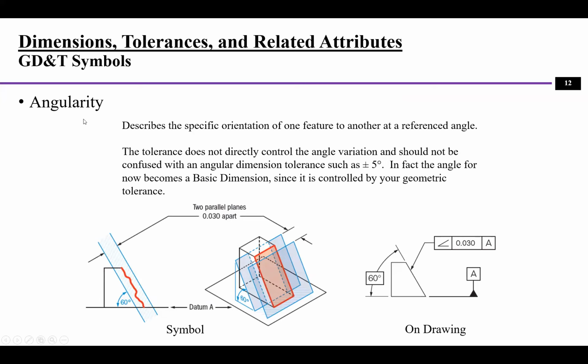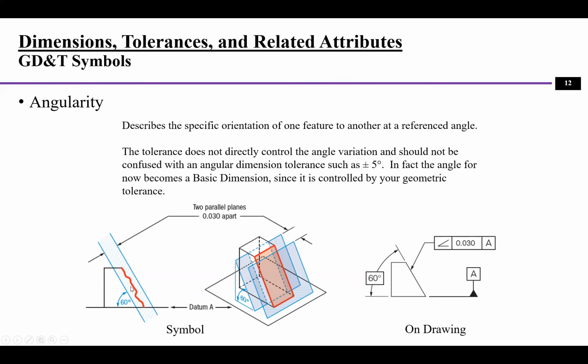Another symbol is the angularity, and angularity is really talking about a certain plane. For example, this one. There's a 60-degree angle of this plane, but when we're talking about the tolerance zone, it does not mean that it is 60 degrees plus minus 0.03. That's not it. This value is not talking about the angle itself. It's actually talking about the up and down range.